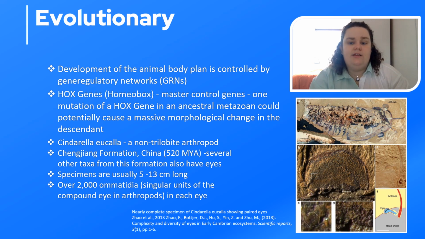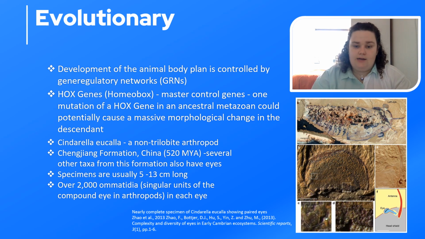So the animal body plan is controlled by gene regulatory networks, which are known as GRNs, as well as these genes called HOX genes, which is the informal way of saying Homeobox genes. And these are the master control genes, and one mutation of a HOX gene in an ancestral organism could potentially cause a massive morphological change in the descendant. And an example of this are eyes.